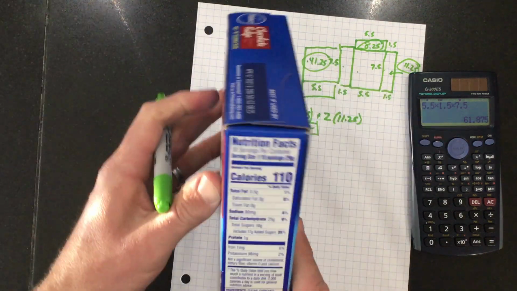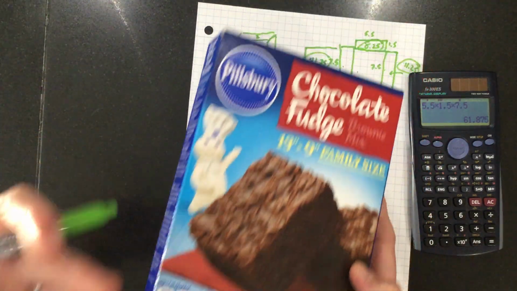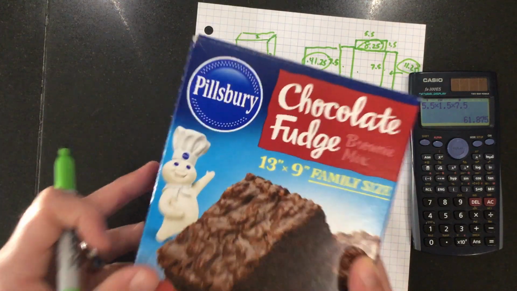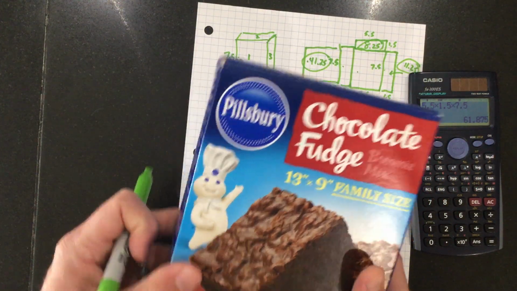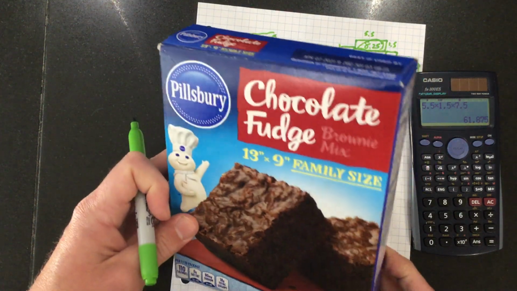For the objects, it has to be a rectangular prism, so like a brownie mix or a cake mix, those work out great. A board game box could work great. Anything that's just a rectangular prism you can use.